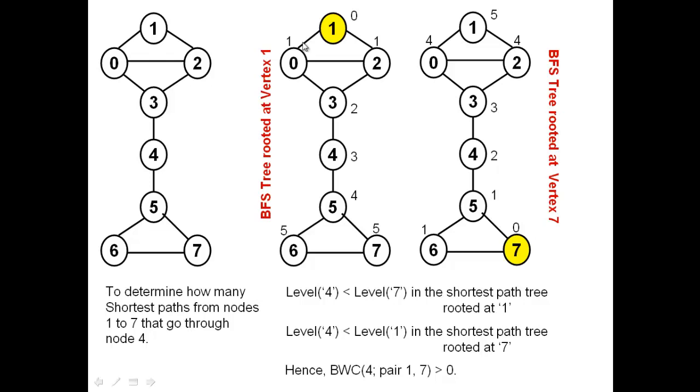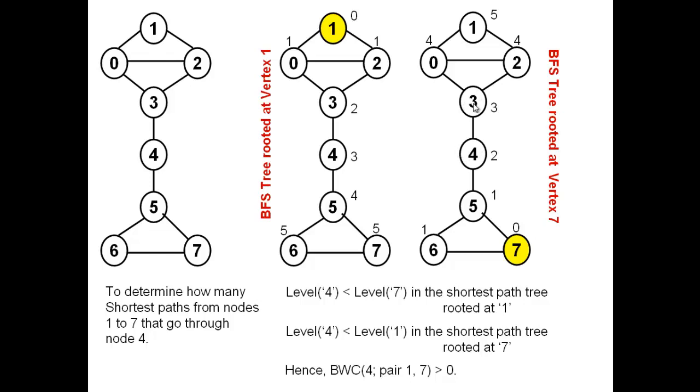So 1 is at level 0, its two neighbors are at level 1, then 3 is at level 2, 4 is at level 3, 5 is at level 4, and these two neighbors 6 and 7 at level 5. Similarly, if you start breadth first search from vertex 7, which is at level 0, 5 and 6 will be at level 1, 4 will be at level 2, 3 will be at level 3, and so on.